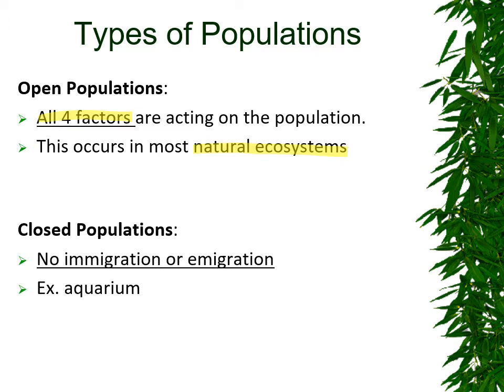Whereas in a closed population, there is no immigration or emigration. Animals cannot leave or come into that population. Examples would be an aquarium or a zoo. The animals can reproduce, so births happen, and they can die, so deaths happen, but there's no moving in or moving out of that population.